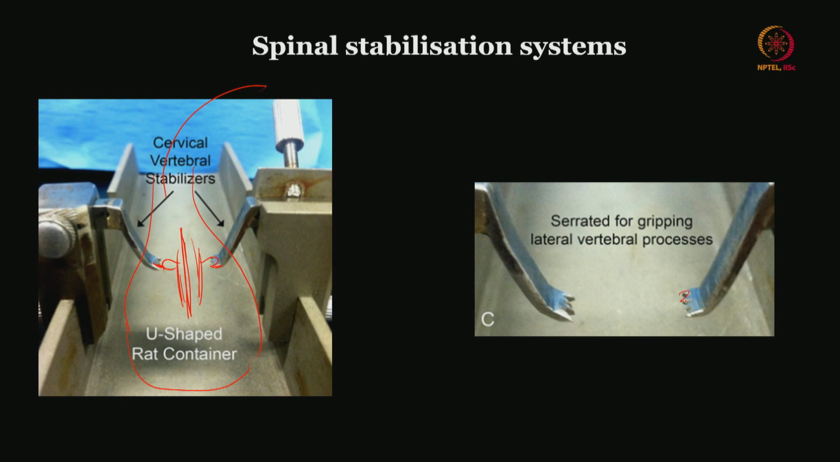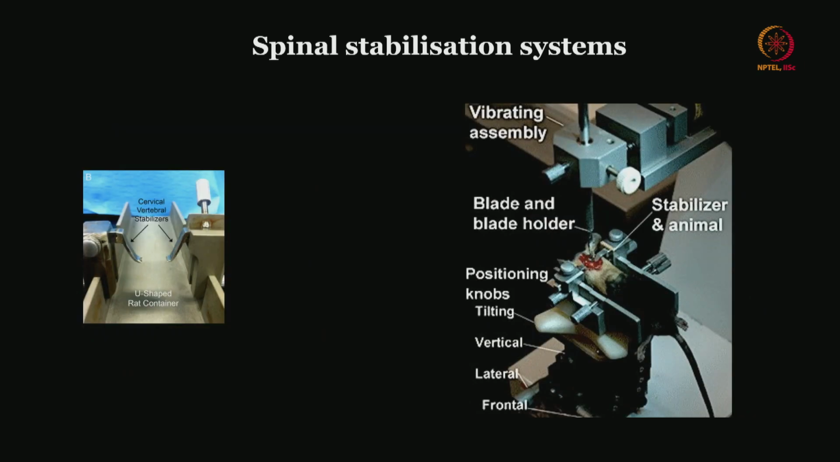You can see there is a good serrated edge to grasp the lateral vertebral processes or transverse processes. Alright. So that is very important, and here is the picture where the surgery is in progress with this container which is holding the rat, and then the fixators have gone in under the transverse process. This has been put under the transverse process after the exposure, and then you have this vibrating assembly wherein there is an impactor which can go and cause the cord injury.